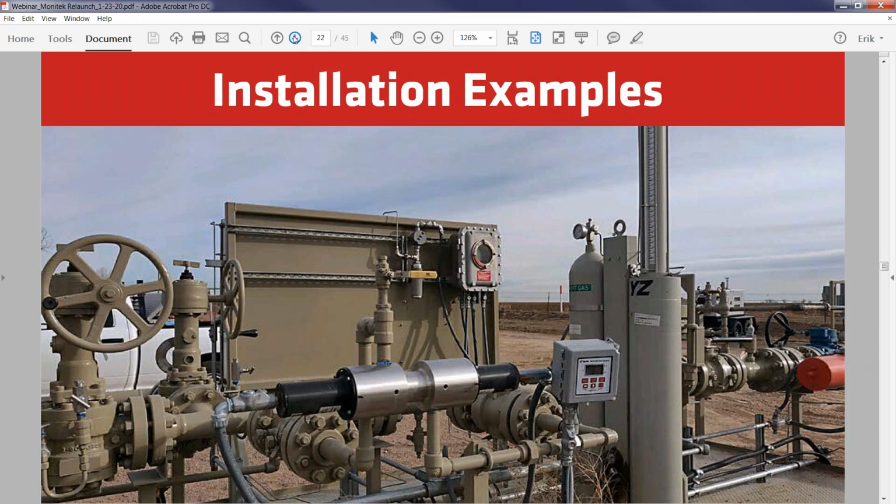Here's just a couple of pictures of examples. This is an actual LACT skid that I believe is in Wyoming that was just started up last couple months ago. That is a high pressure NGL system. So that is very typical of how it's installed. Sample comes in and out at line pressure. And this one I believe was around 1200 psi.